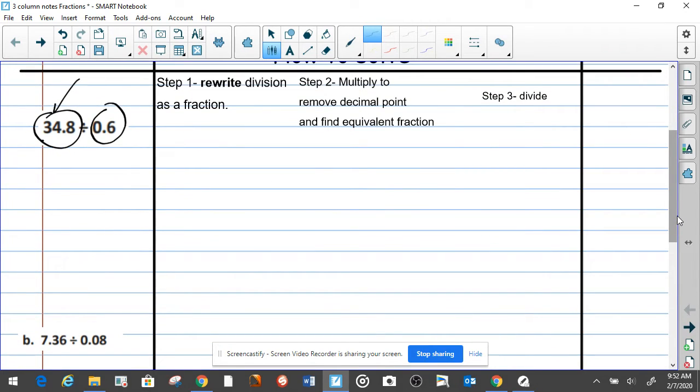The first step for you to solve this problem is you're going to rewrite this as a fraction. Let's do that. So it's 34 and 8 tenths divided by 6 tenths. That's step number one. Step number two, multiply to remove the decimal point and find the equivalent fraction.